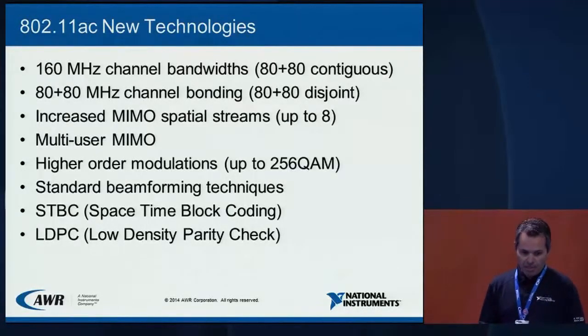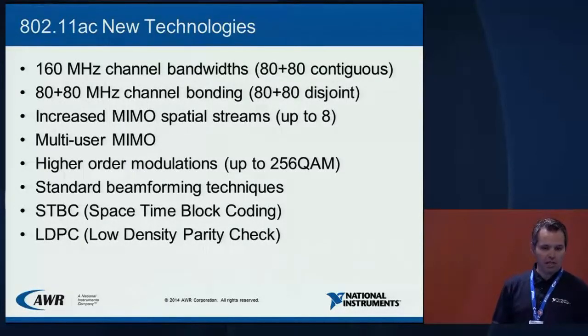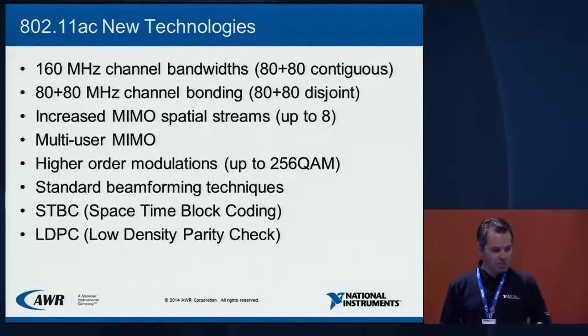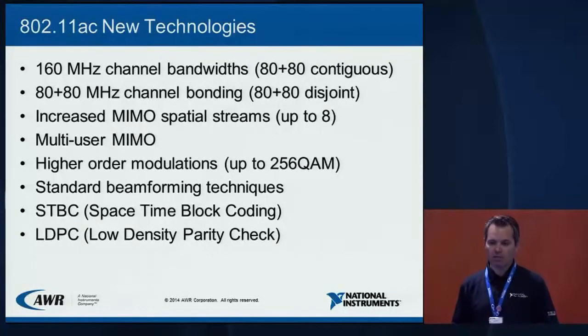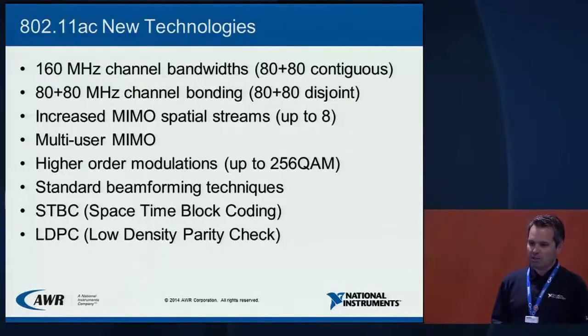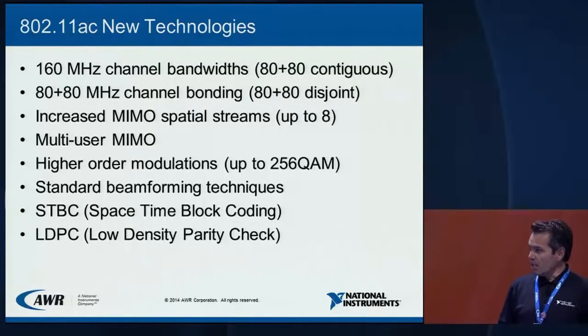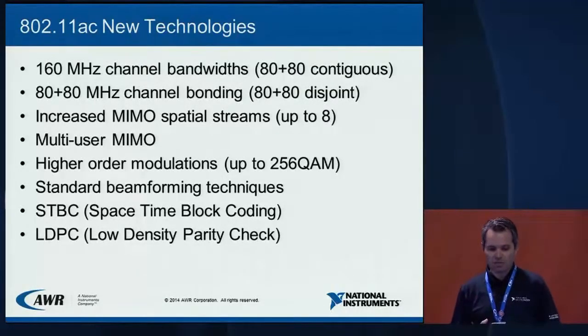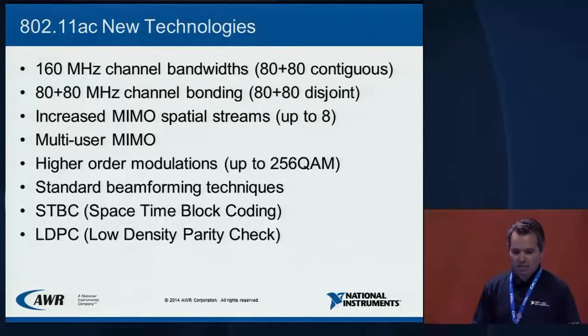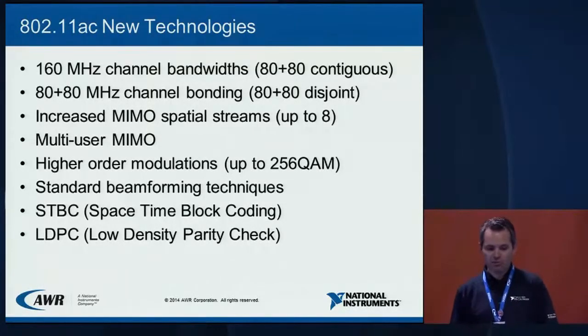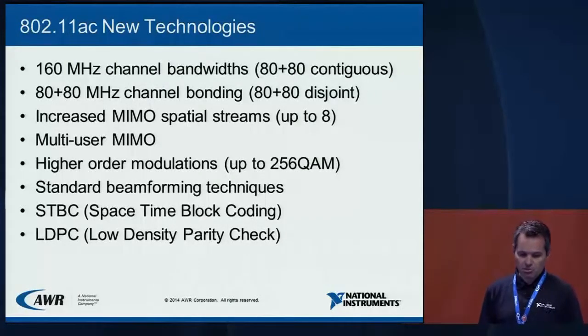And some of the new technologies that are specific to the 802.11ac are the 160 megahertz channel bandwidths, which is the 80 plus 80 megahertz contiguous setup, and something that's novel is the 80 plus 80 megahertz channel bonding, which includes 82 disjoint 80 megahertz channels. The MIMO setup was increased to up to 8 spatial streams. It allows for multi-user MIMO and also higher modulations, which you just heard in the previous presentation. This standard now goes up to 256 QAM. It does actually include standard beamforming techniques and space-time block coding and low-density parity check coding.